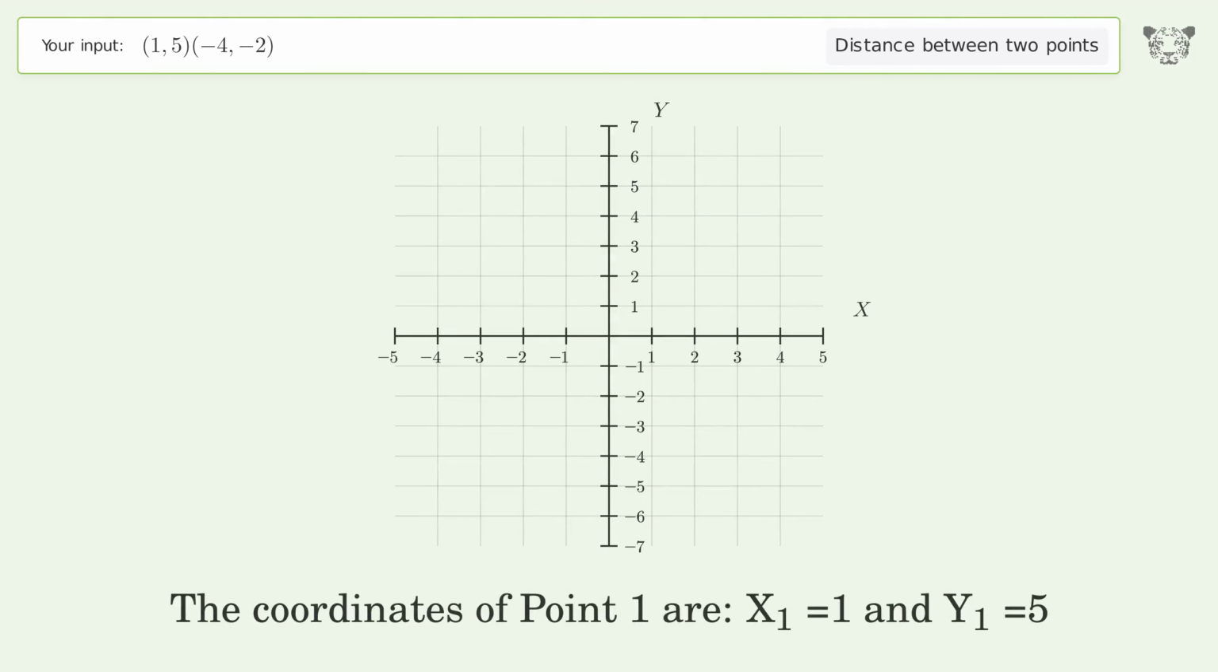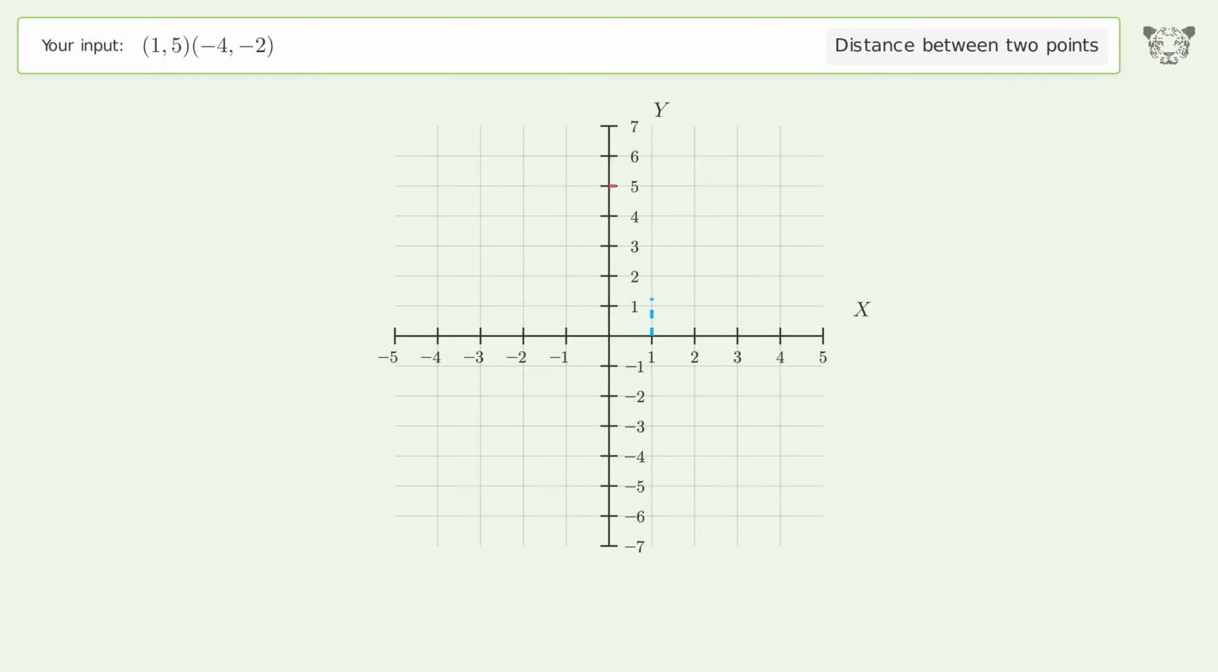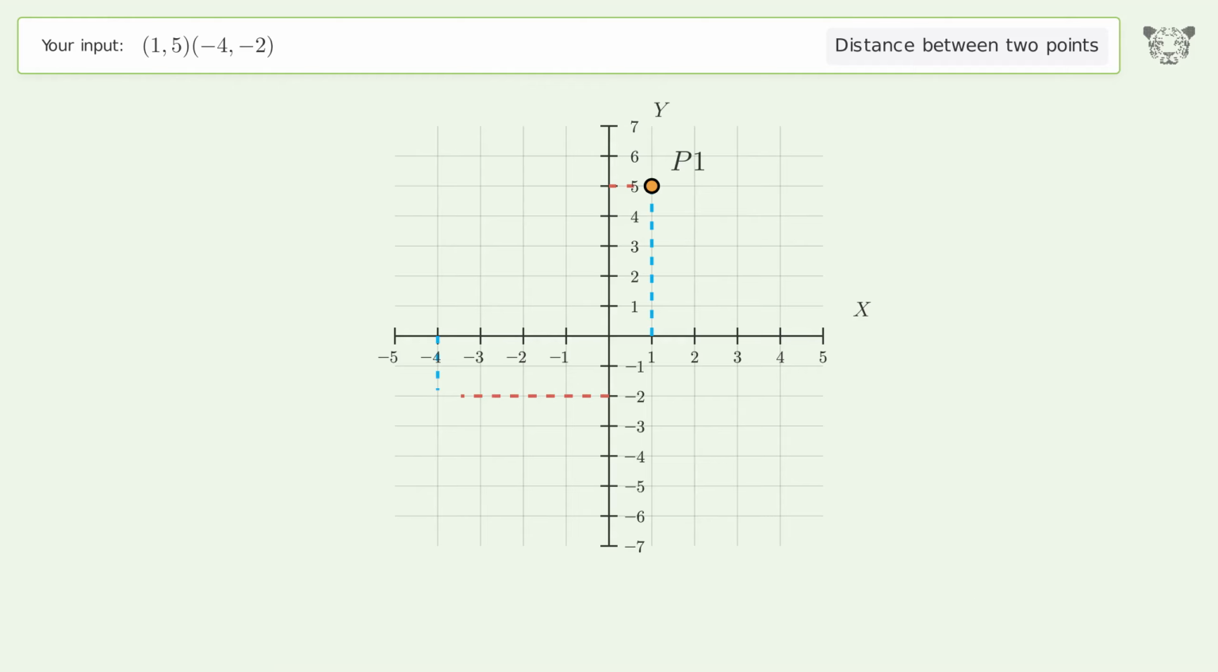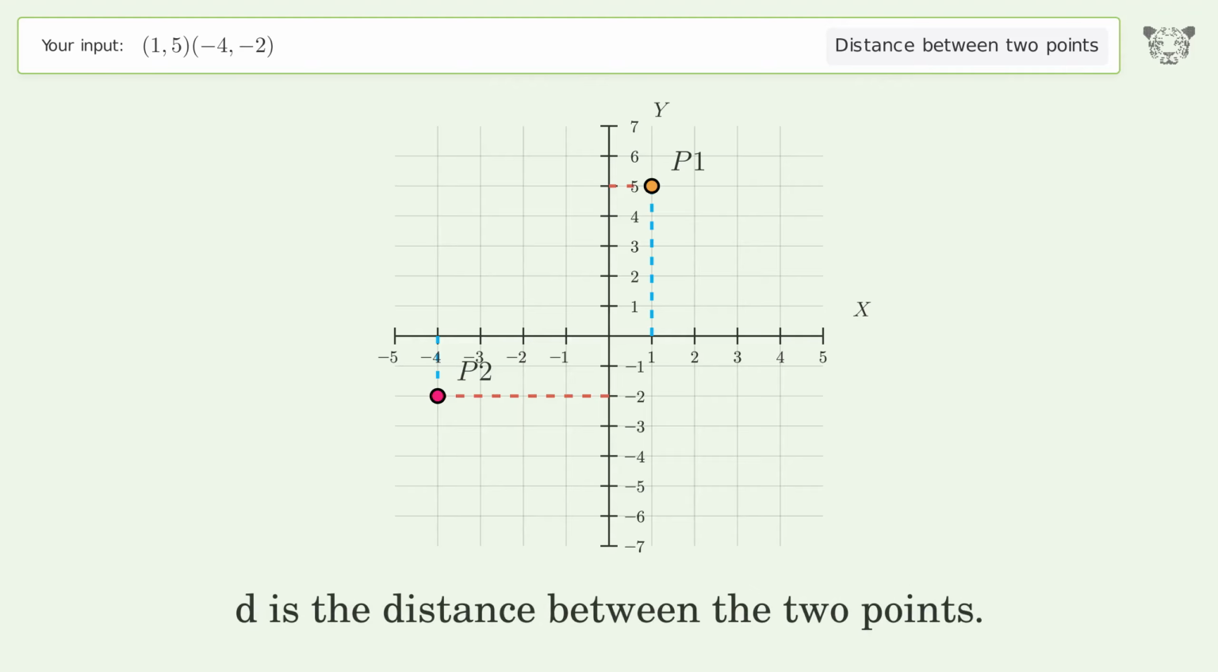The coordinates of point 1 are x1 equals 1 and y1 equals 5. The coordinates of point 2 are x2 equals -4 and y2 equals -2. D is the distance between the 2 points.